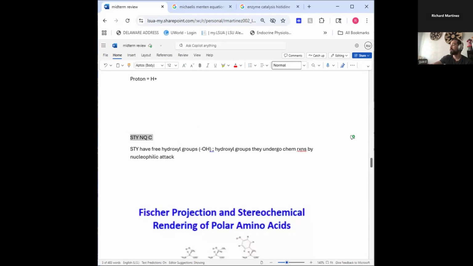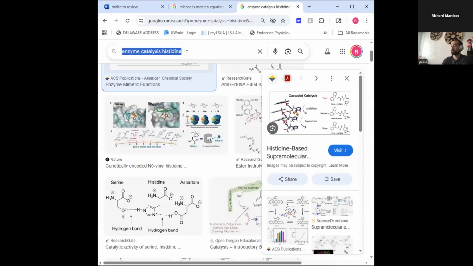Okay, so STY, the amino acids, they have a free hydroxyl or an alcohol group. That's an OH. Okay, that's this right here. The hydroxyl groups can undergo chemical reactions by a nucleophilic attack. So let's look at this real quick.